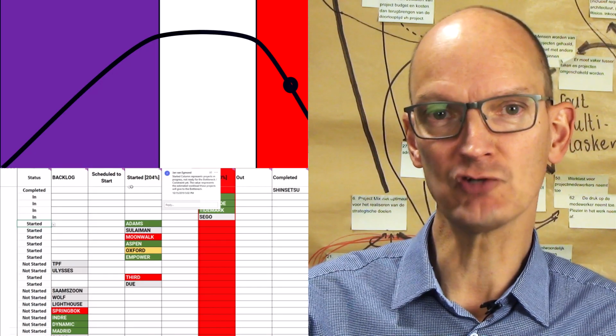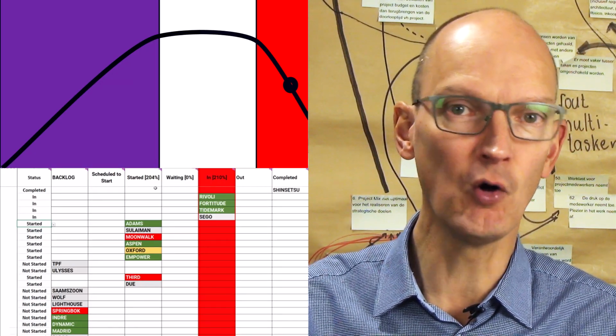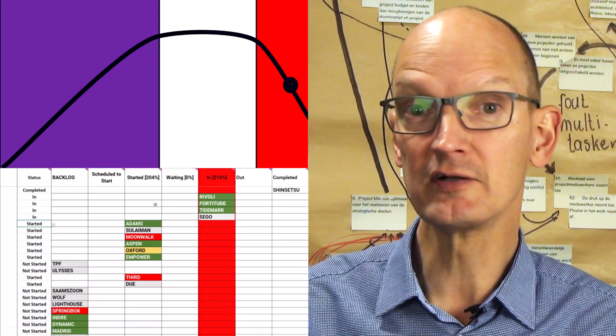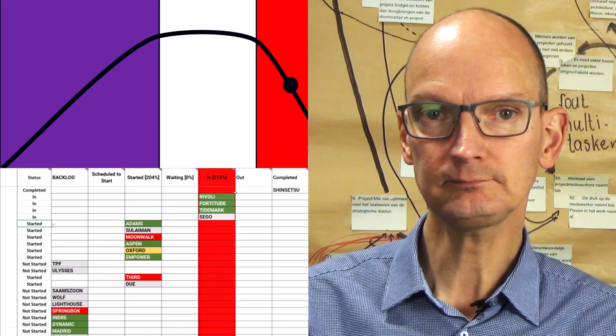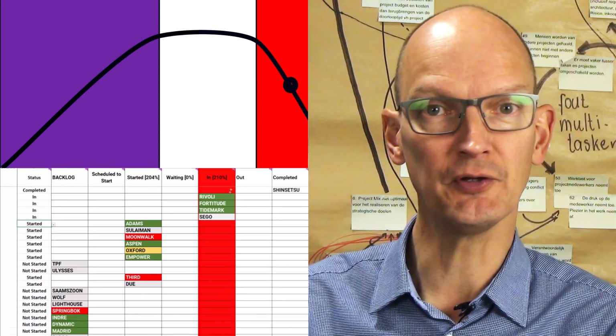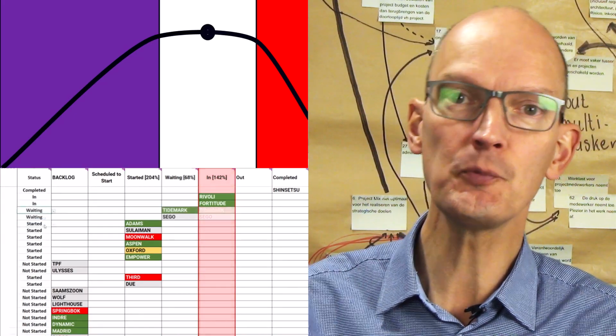When the bottleneck gets overloaded, then productivity drops dramatically. And this affects all projects in the entire pipeline. And that is what the right side of the graph is showing. The remedy for this is to push back projects from the in column to the waiting list and from the started column to the backlog.